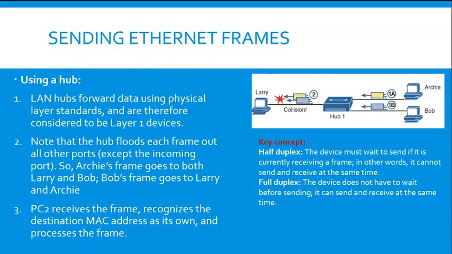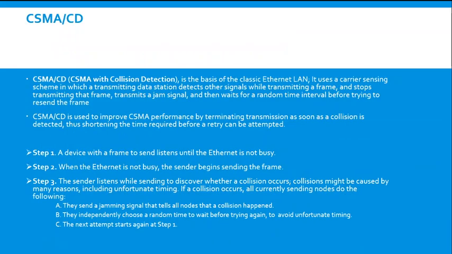While with full duplex, it does not have to wait before sending. It can send and receive at the same time. As I said, CSMA with the collision detection algorithm is the basis of classic Ethernet LAN. It uses a carrier sensing scheme in which the transmitting station detects other signals while transmitting a frame and stops transmitting that frame, transmits a jam signal, and then waits for a random time interval before trying to resend the frame.